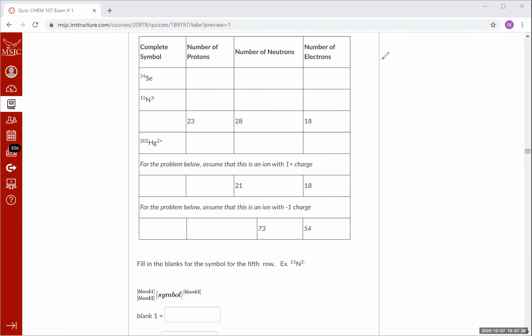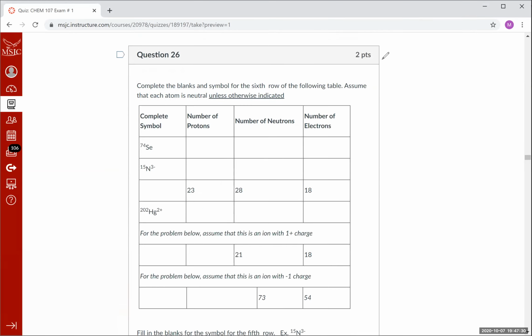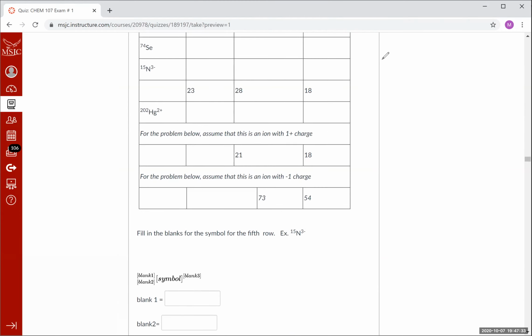Okay, let's keep going now. And let's talk about this next example. In this case, we're asked to assume that we have an ion with a minus one charge. With that information in mind, just like before, we know that our number of electrons is 54. We can figure out our number of protons by taking our number of electrons plus the charge. That gives us, for our number of protons, 54 minus 1, which is 53.